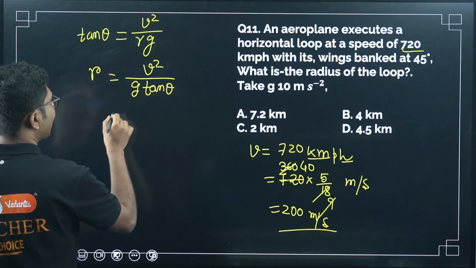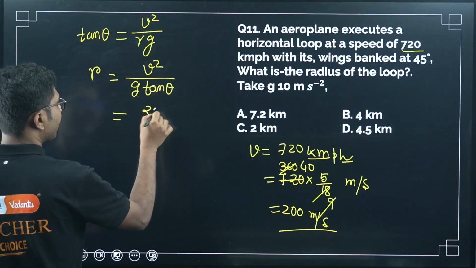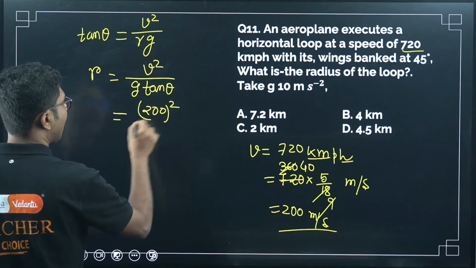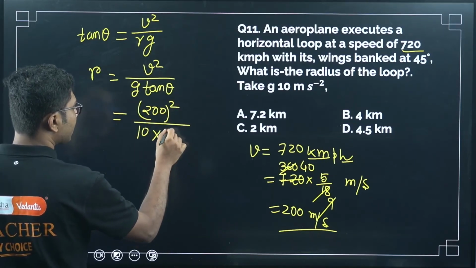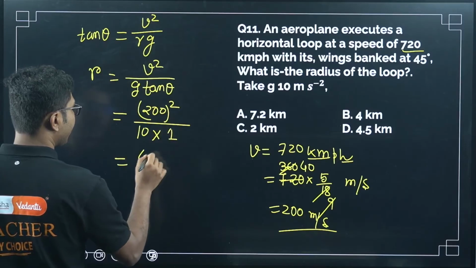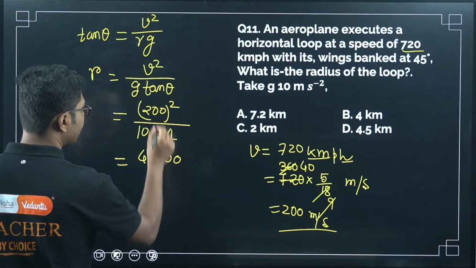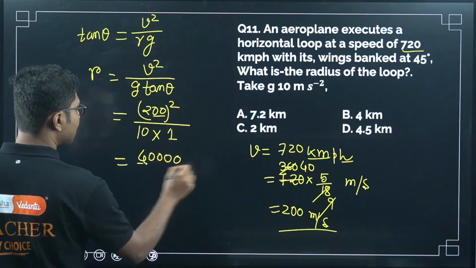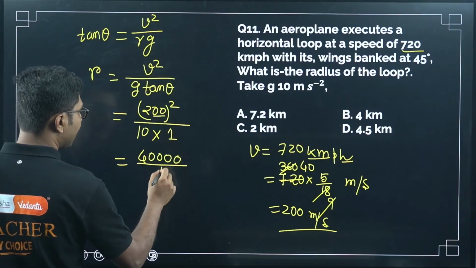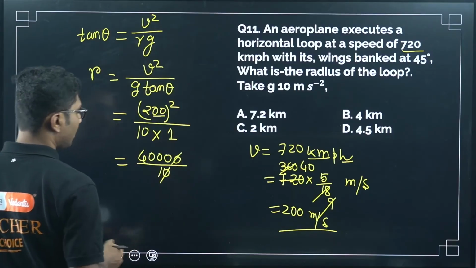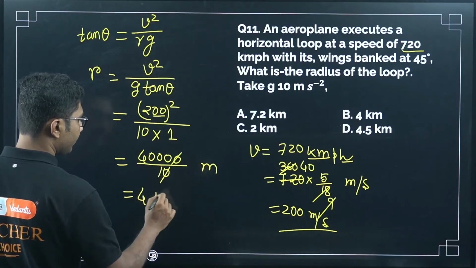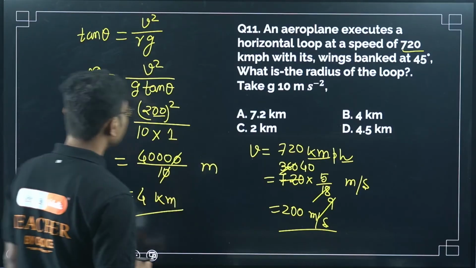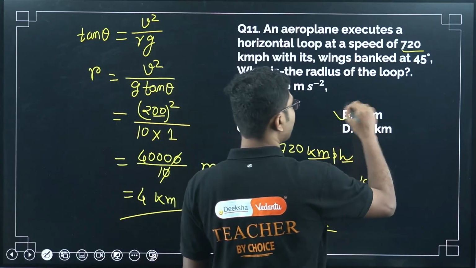So what is V square? V square is 200 whole square and g is 10. Tan 45 degrees is obviously 1, so it will be 4 with 4 zeros, square means double the zeros, divided by 10, one 0 cancels. So 4000 meters, which means 4 kilometers. So the correct answer is 4 kilometers.